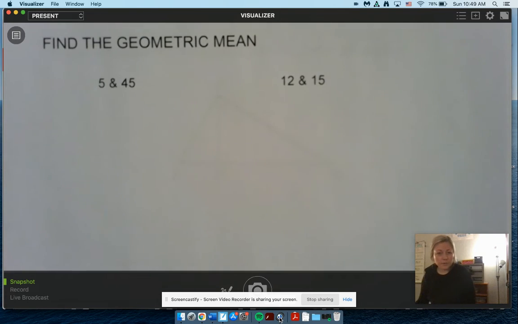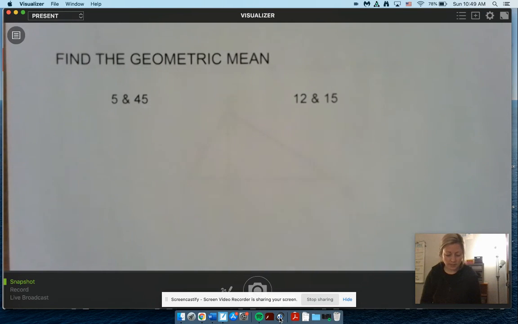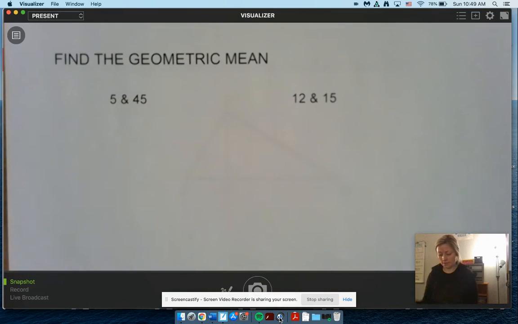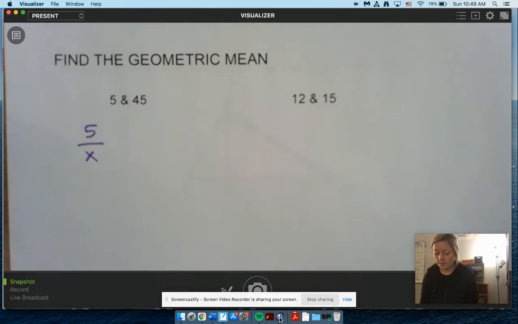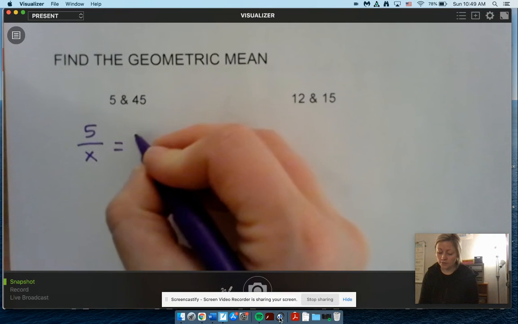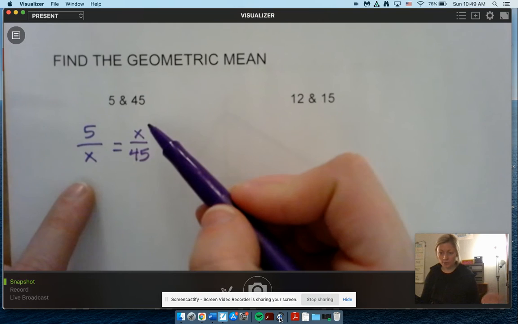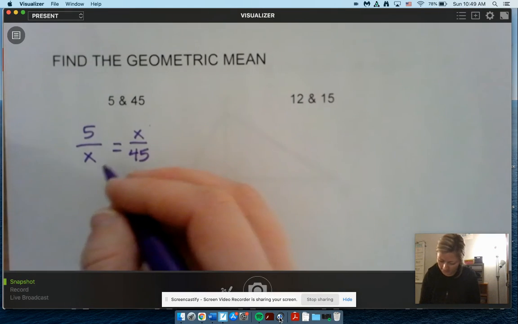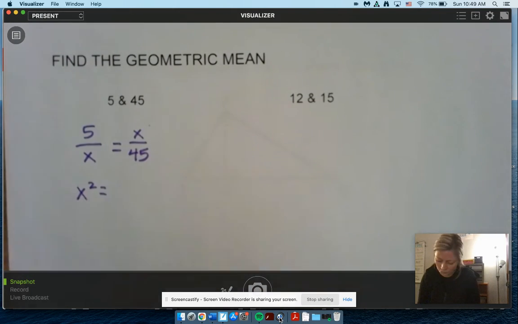So it says find the geometric mean of these two numbers here. Again, we're looking for the geometric mean, so that's when our means are the same. I'm going to write 5 over x, because we don't know what it is, we're going to call it x, is equal to x over 45. Do you see how our means are the same? And you've been doing this for weeks. Cross multiply. So x times x is x squared. 5 times 45 is 225.